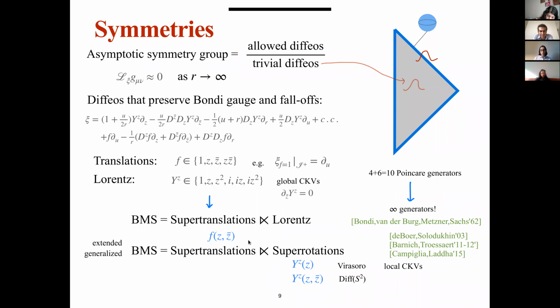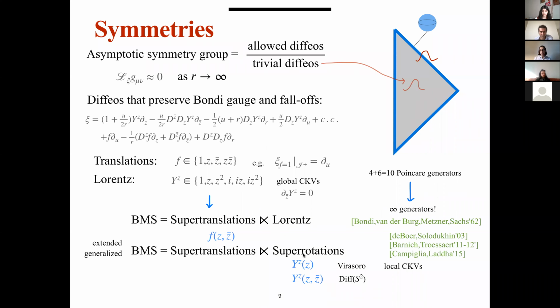And so the BMS group is then given by what's now called supertranslations, so the infinite enhancement of translations, and the Lorentz group. Now one can then ask, do the Lorentz transformations, so the rotations and boosts, also get infinitely enhanced? And from this, one has to relax the boundary conditions a little bit. And what one then finds is that if one chooses this vector field y to be a holomorphic but otherwise arbitrary vector field, or to be even a non-meromorphic vector field, then we also get an infinite enhancement of the Lorentz group to superrotations.